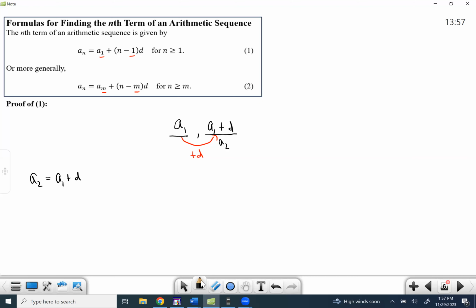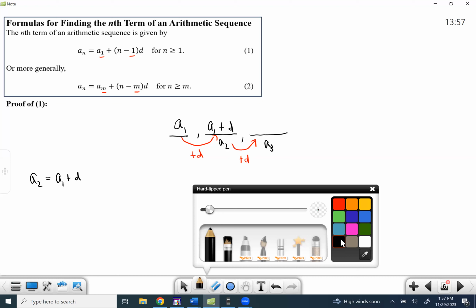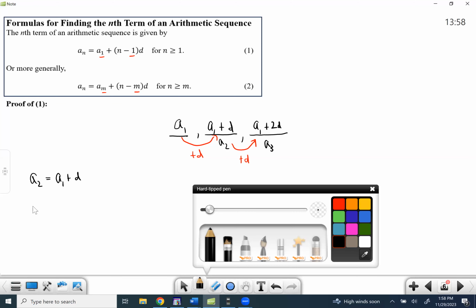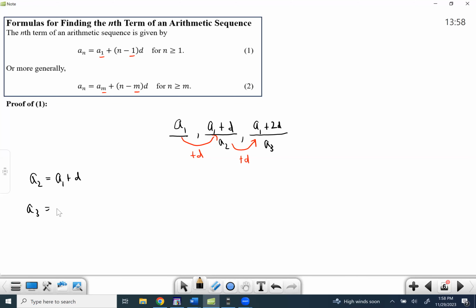Now, if we continue this trend and we want to know what the third term is, we know we're adding d every time. So we would just have to add another d to get from the second to the third. That means it would be a sub 1 plus 2d's this time. So the third term is a sub 1 plus 2d's.